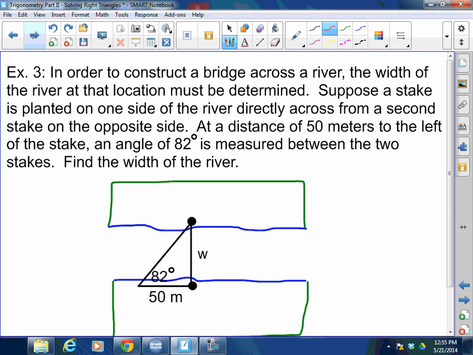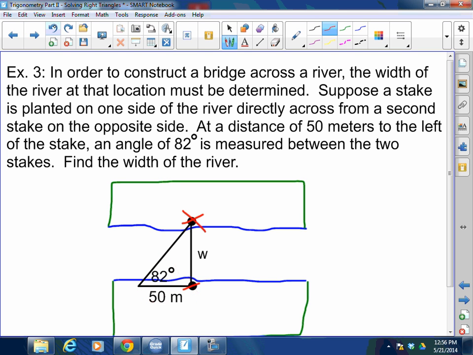In order to construct a bridge across a river, the width of the river at the location must be determined. Suppose a stake is planted on one side of the river, right there, directly across from a second stake on the opposite side. At a distance of 50 meters to the left of the stake, an angle of 82 degrees is measured, over here, between the two stakes. Find the width of the river.